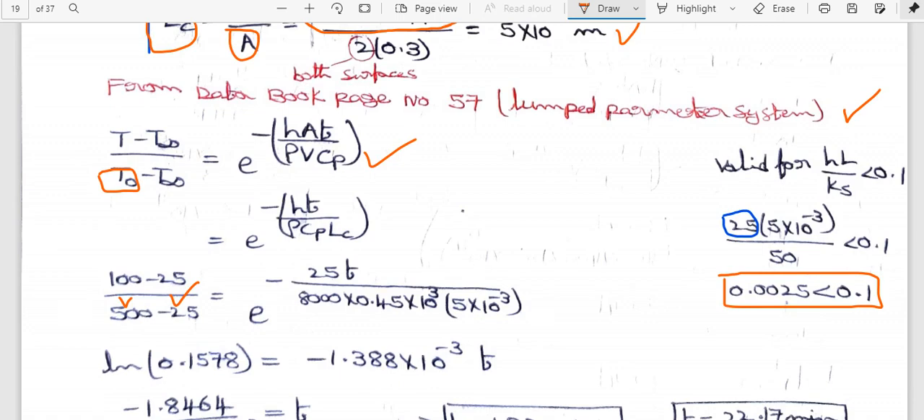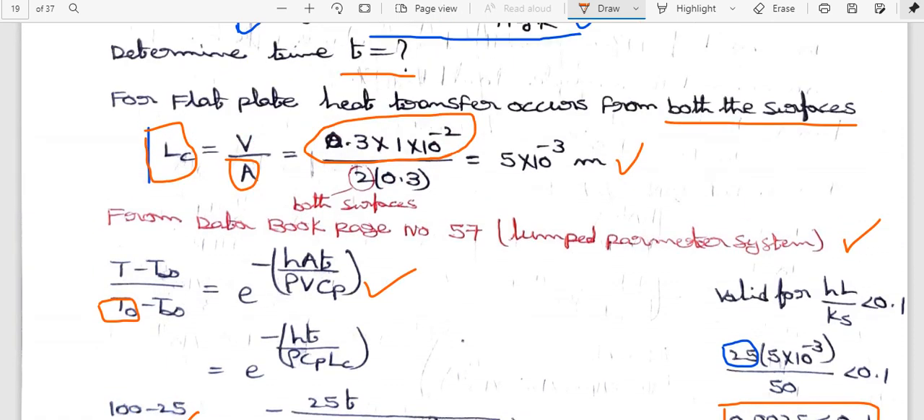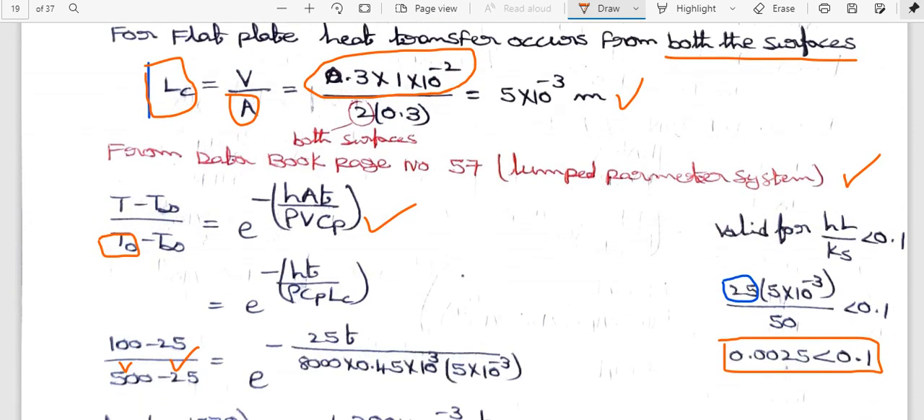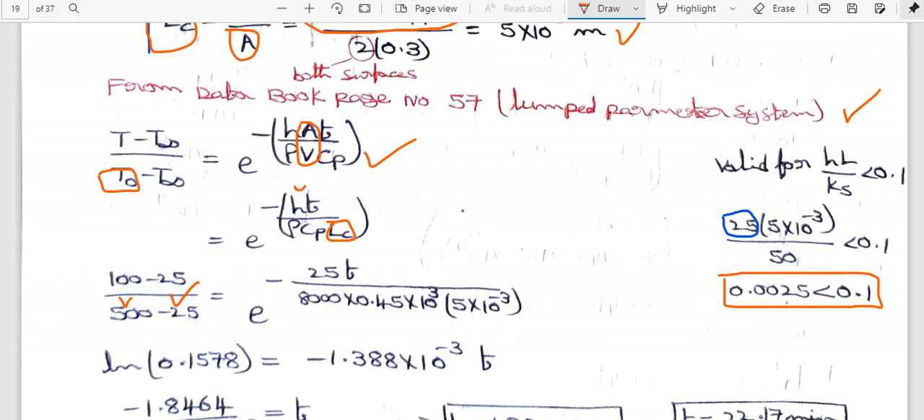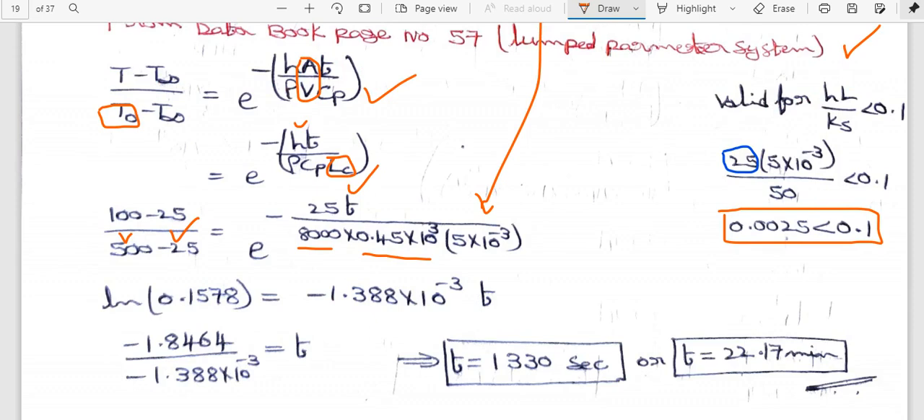So here A by V is equal to, V by A is equal to LC. We need to change it: A by V is equal to 1 by LC. Now we can substitute the H value: H value 25, time is the unknown term, density is 8000 and Cp is equal to 0.45 into 10 power 3, and LC value we already calculated, 5 into 10 power minus 3. We need to substitute this value in this equation.